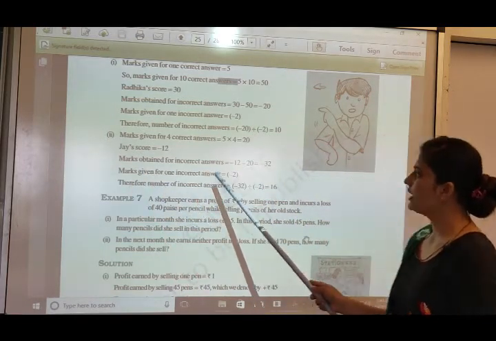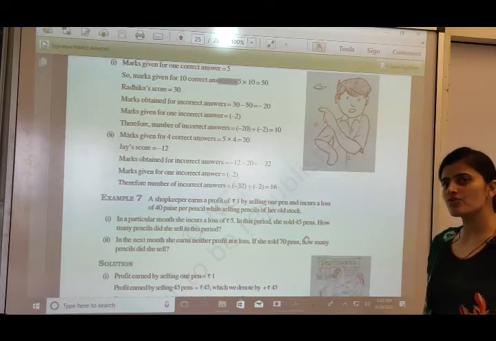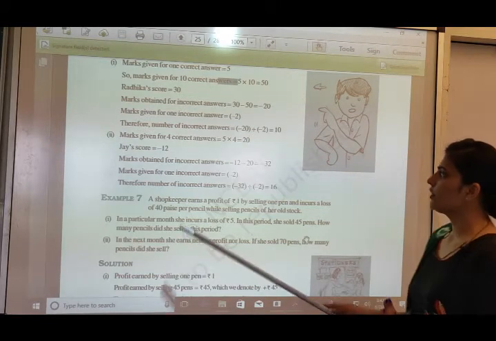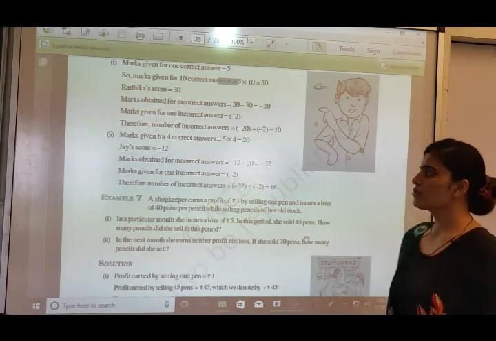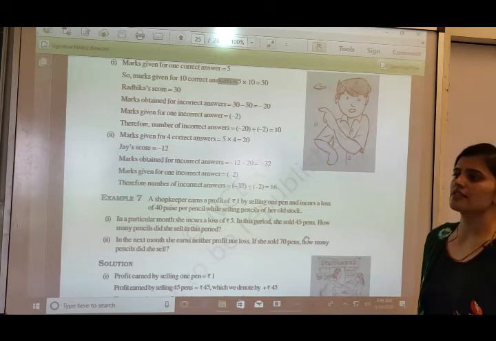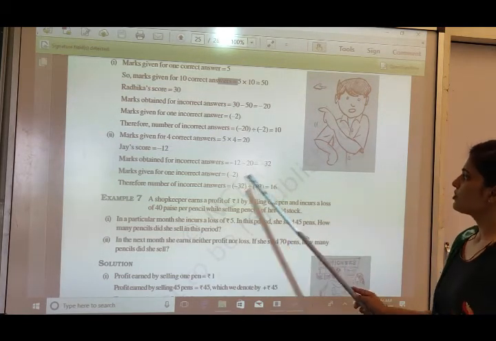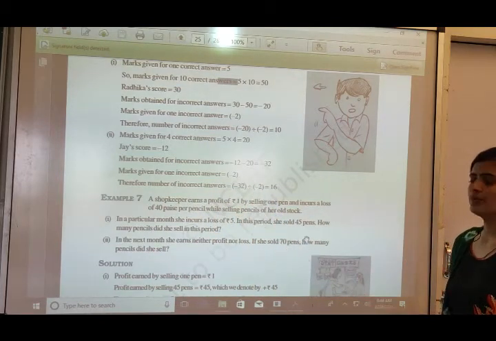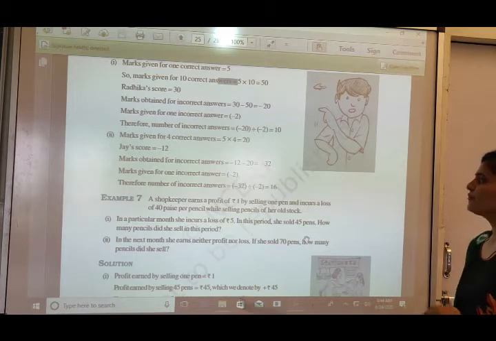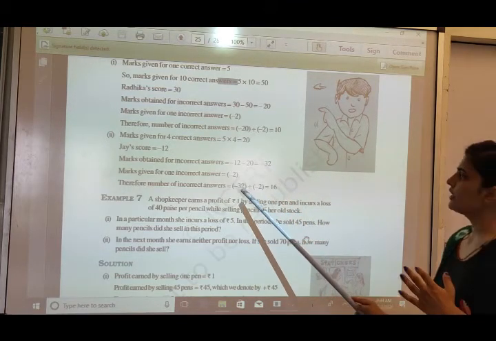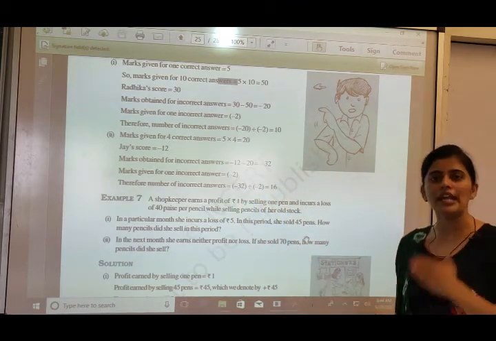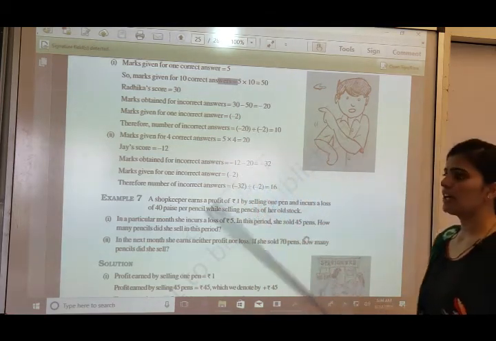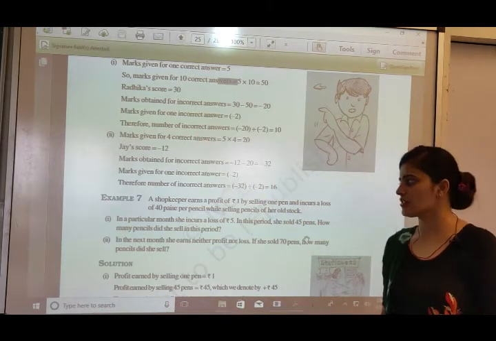Now marks given for one incorrect answer is equal to minus 2. For one incorrect answer, you will have a minus 2 marking. And the total marks for incorrect answers are minus 32. So we want to find out the number of incorrect answers. So what we will do? We will do division. Therefore the number of incorrect answers will be equal to minus 32 divided by minus 2. So the answer will be 16. You know that whenever we divide negative by negative, the answer is positive. So 2 sixteens are 32. So the answer will be 16 only, a positive answer.